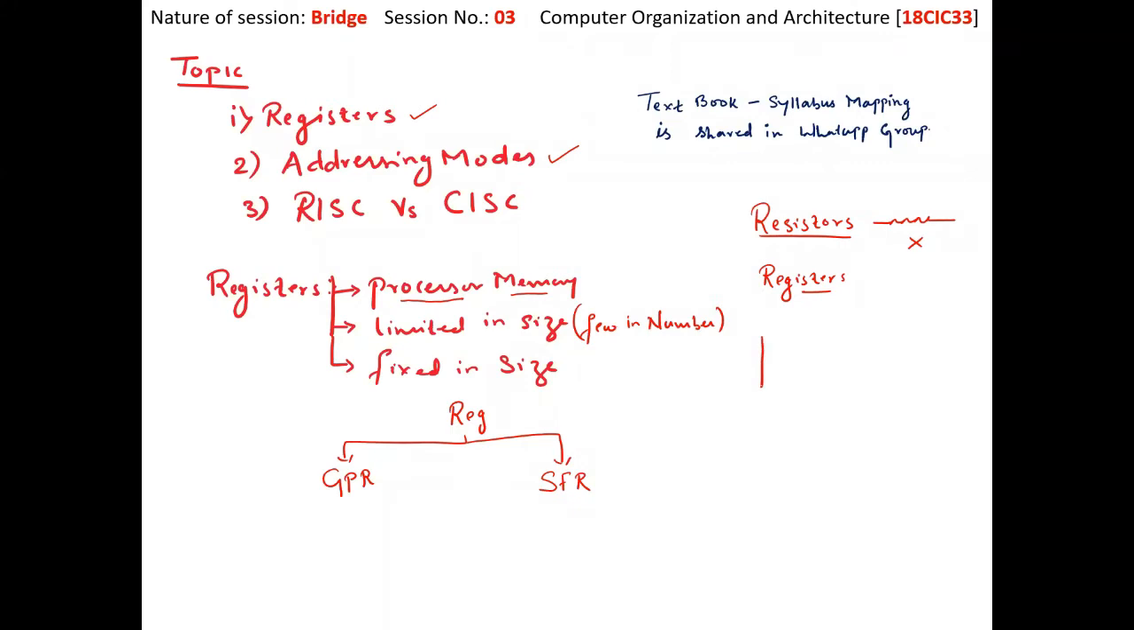Because when we look at the processor, we have a processor chip. Inside this processor chip, we have major building blocks: the ALU, the control unit, and one more section, the registers.